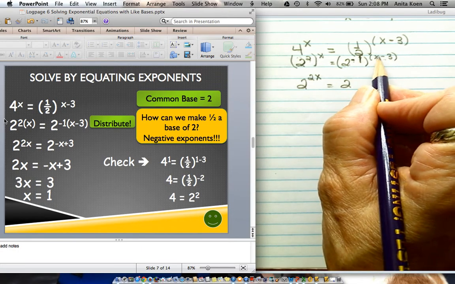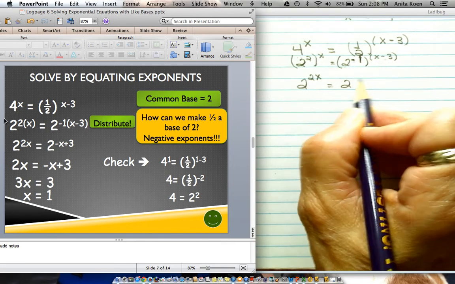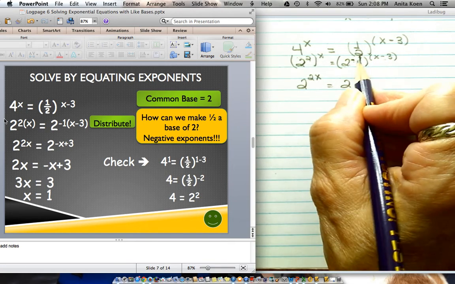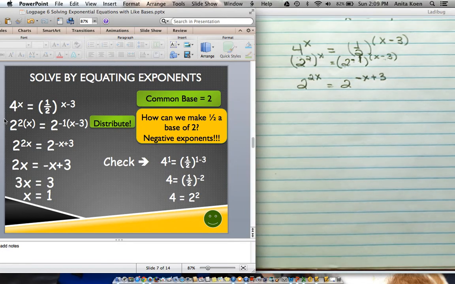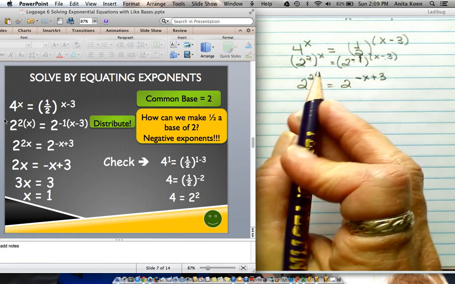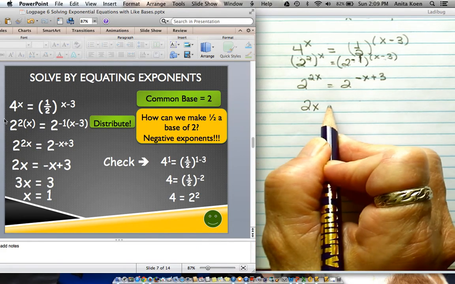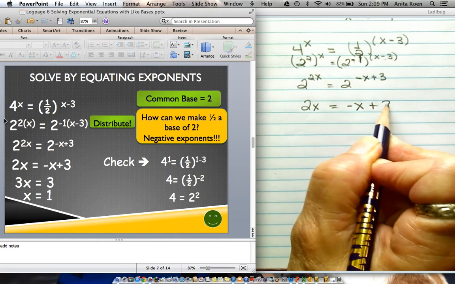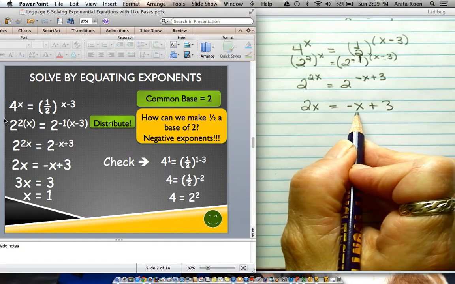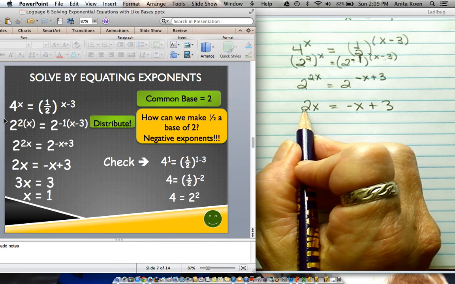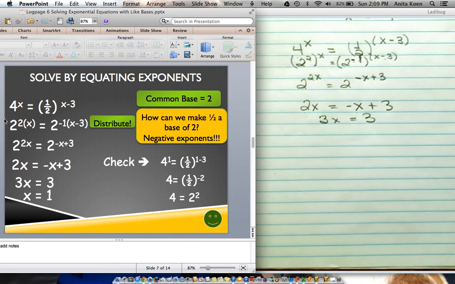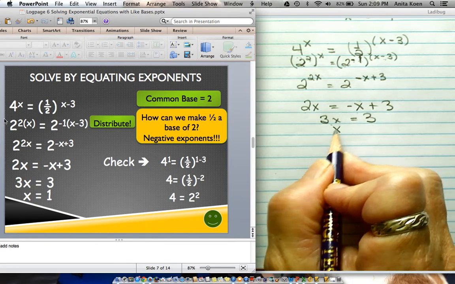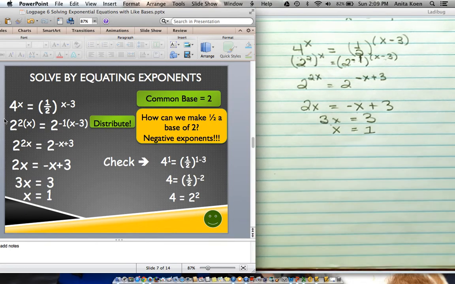Now here I'm going to have to distribute, so negative 1 times x is negative x, negative 1 times negative 3 is positive 3. So that's 2 to the negative x plus 3. Now my bases are the same, so I can set my exponents equal to each other and solve for x. I'm going to add x to both sides, so 2x plus x is 3x. So 3x equals 3. Divide both sides by 3, so x is equal to 1.